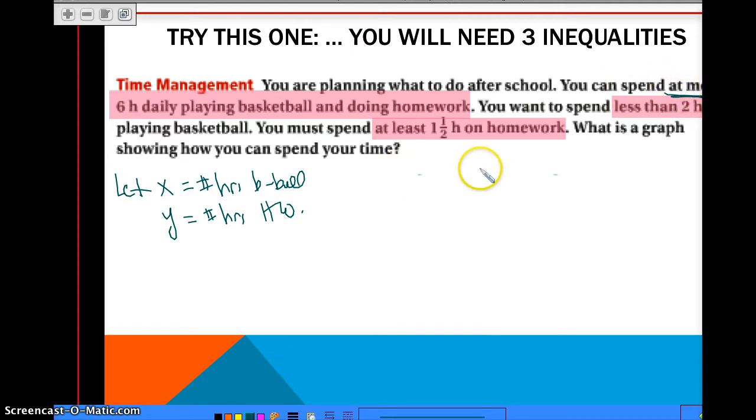That's the inequality part. So you're going to have the total number of basketball, which is x, plus homework, y, has to be at most, so less than or equal to 6 hours. That's the first one. The second one is less than 2 hours for basketball. So basketball was x, so x has to be less than 2 hours. Then the number of hours on homework is at least, so y has to be greater than or equal to 1.5.